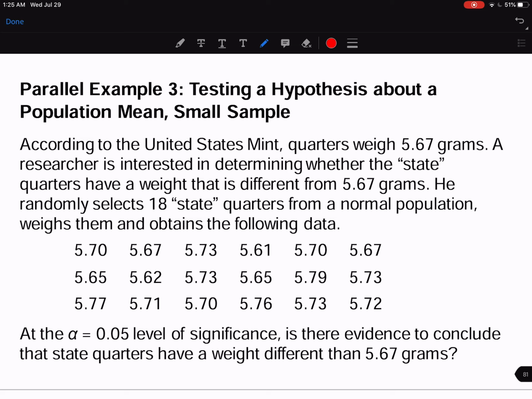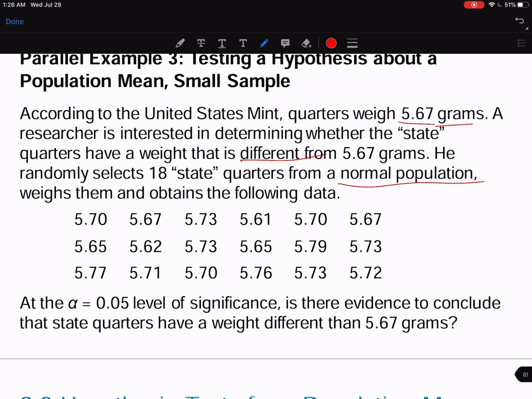So this example says, according to the United States Mint, quarters weigh 5.67 grams. A researcher is interested in determining whether the state quarters have a weight that is different from 5.67 grams. So he randomly selects 18 state quarters from a normal population and obtains the following data. In this case, the sample size is 18, which is less than 40, right? But it is coming from a normally distributed population, so it is okay to follow the regular steps to do the hypothesis test.